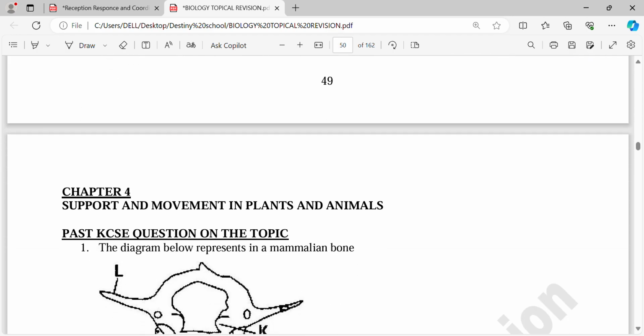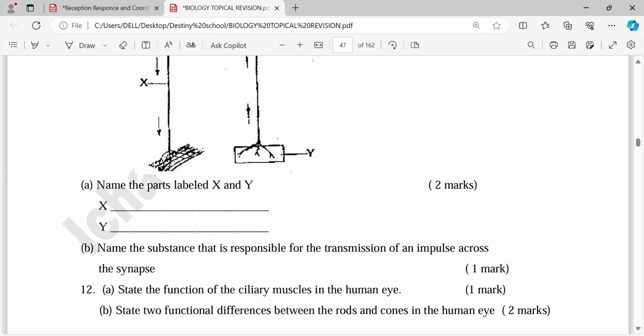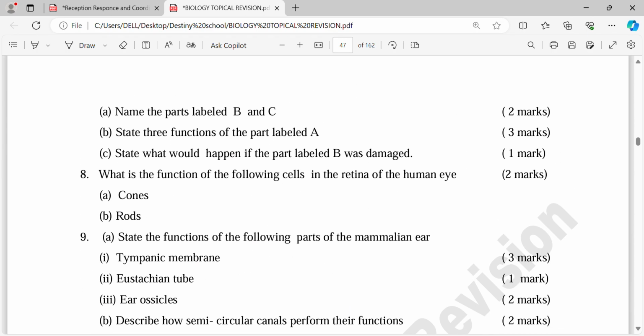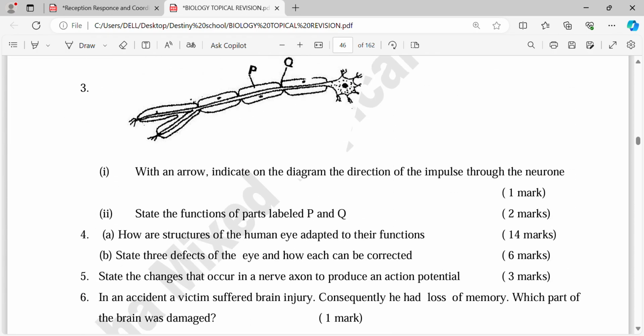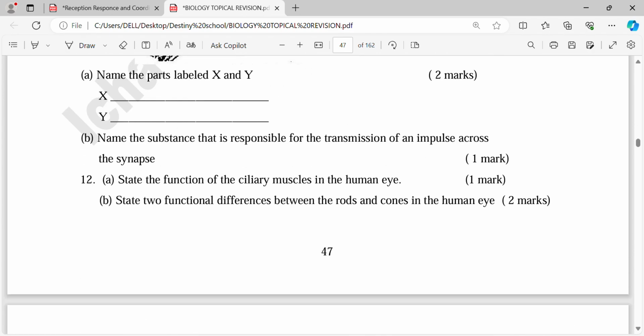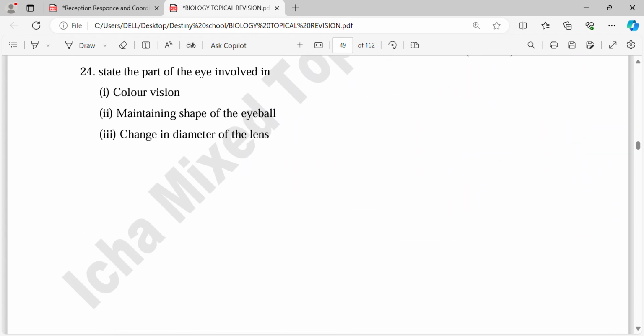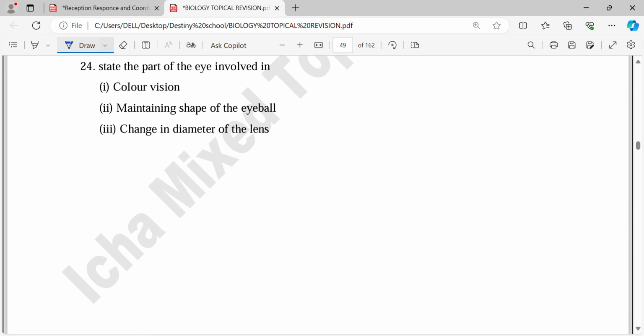Roman 3. Let's see if there's another question related to what we've just done. No, there's only that single question.